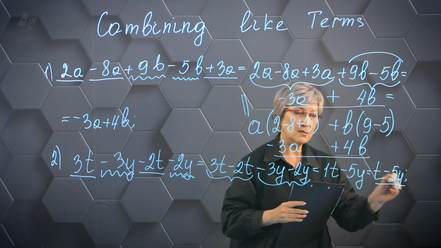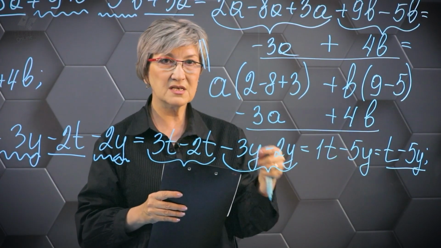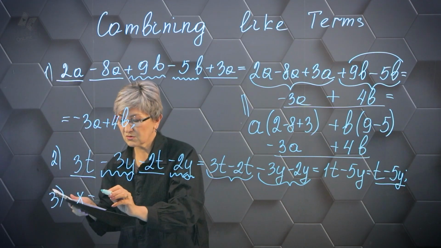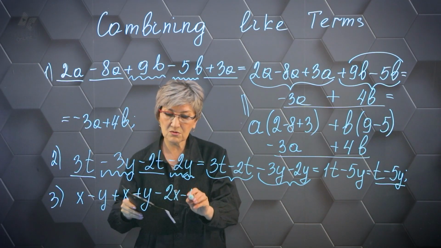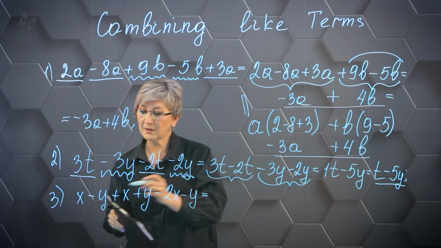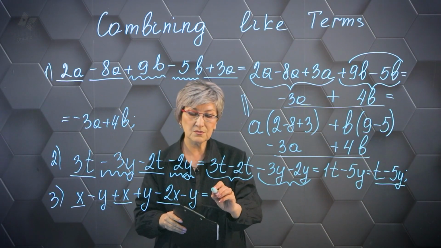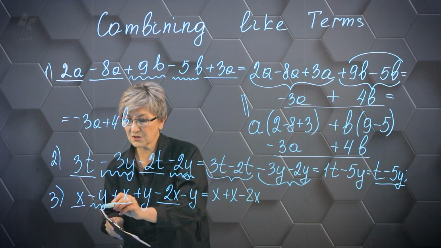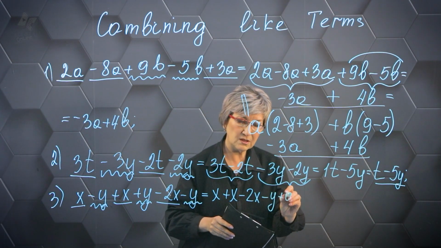And one more example. Since we paid attention to the coefficient equal to 1 in the previous example, we will solve this example: x minus y plus x minus y minus 2x minus y. In this example, I'm going to find like summands first. Plus x, plus x and minus 2x, so we'll write down x plus x and minus 2x. And now we'll write minus y, minus y and minus y.